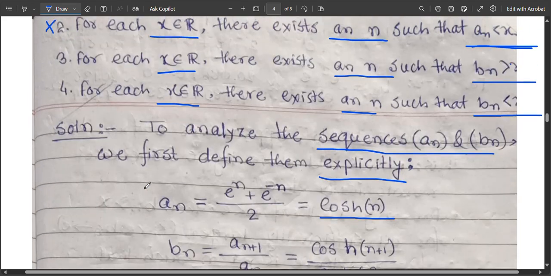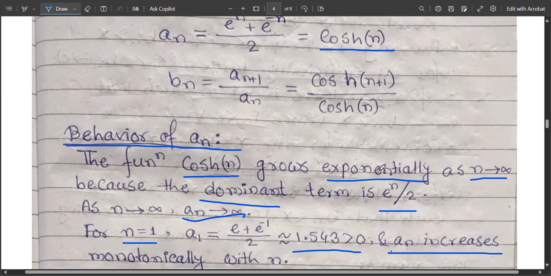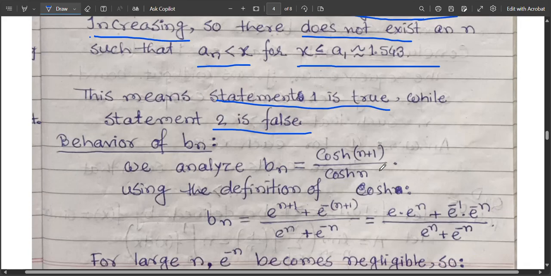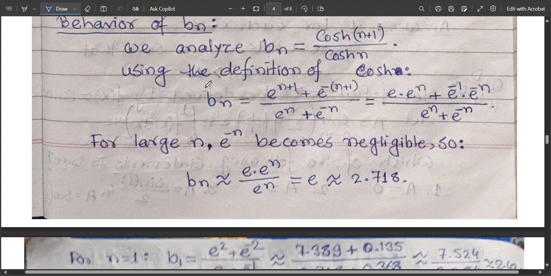To know option 4, we have to check the behavior of Bn because it depends on Bn. And here x is there. Here also x is there. So we analyze the behavior of Bn. Bn is what? We have already seen it is cosh(n+1) by cosh(n).